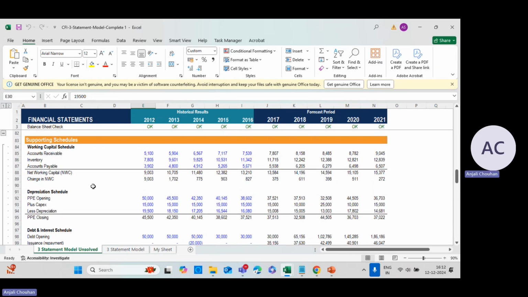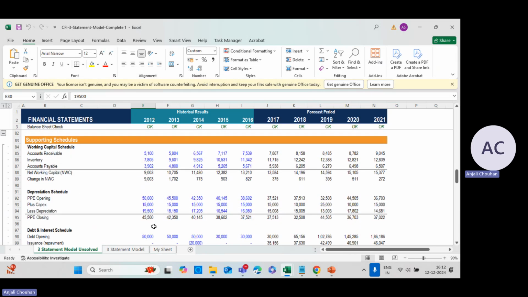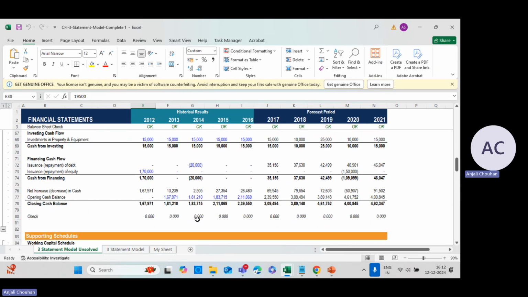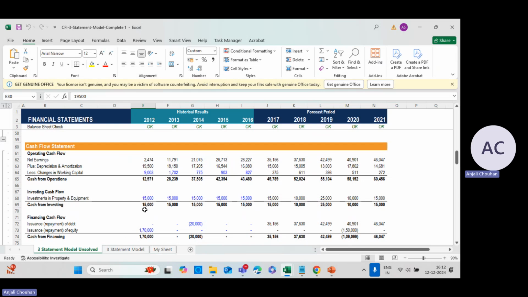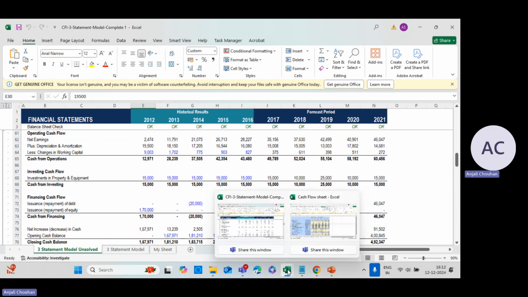You need to understand first how the supporting schedules have been calculated. Again, we have clearly seen the depreciation and working capital schedule. Now, let's see in the application how we can create the same cash flow statement. First, I'm going to show you the Smart View.